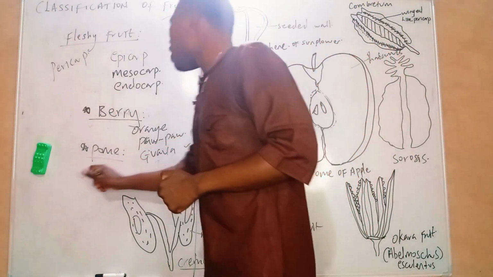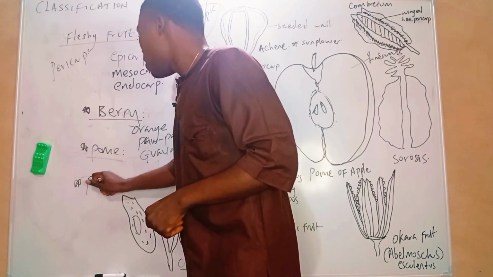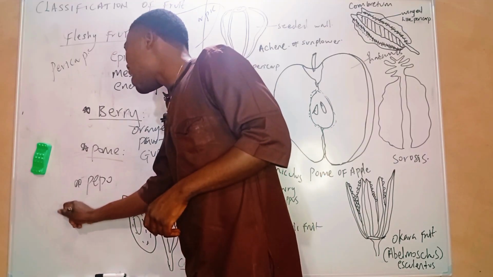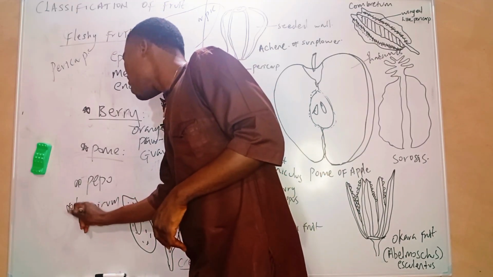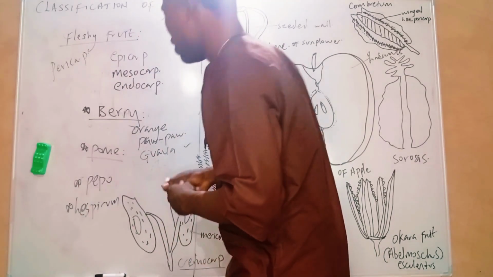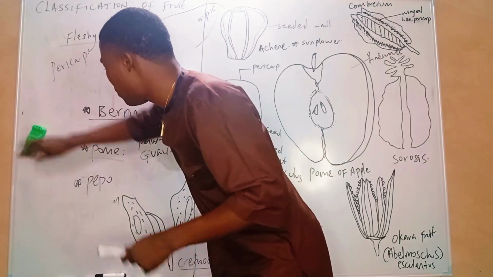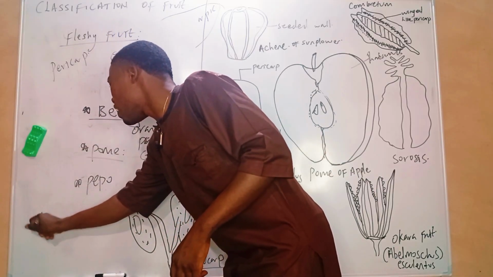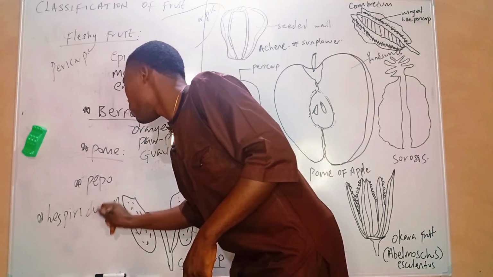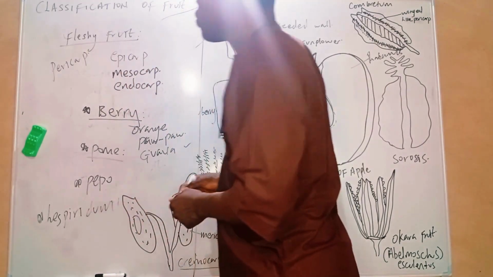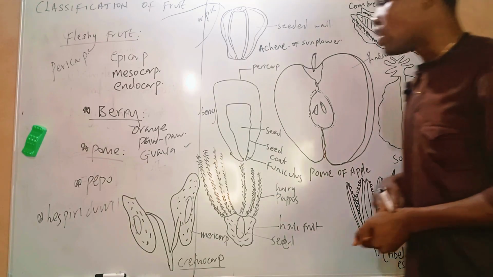The next type of berry we look at is the pepo, and lastly the hesperidium. The pepo and the hesperidium. The cucumber or the gourd family species are usually pepo.